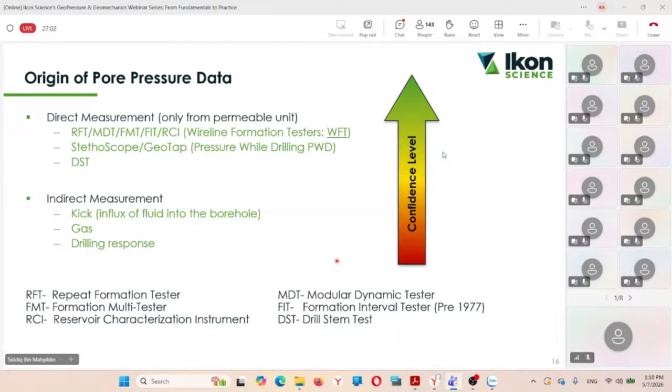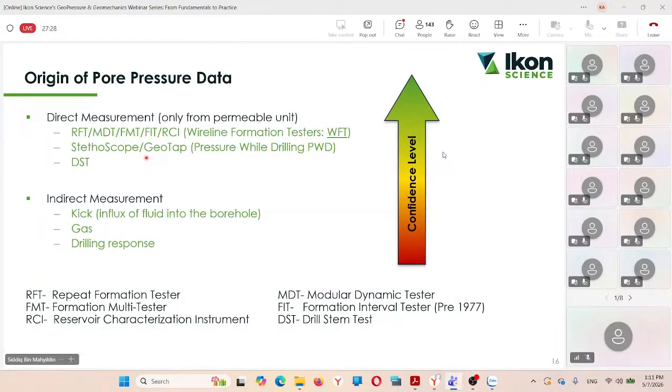Direct measurement is a measurement that we get from a permeable unit, from our sand unit, any permeable unit. Most of the time we don't take it in shale, right? It could be from different companies, and they have different names for all of this direct measurement data. We have RFT, MDT, DST, stethoscope. It could be wireline. It could be from your logging while drilling. This is the most reliable form of data.